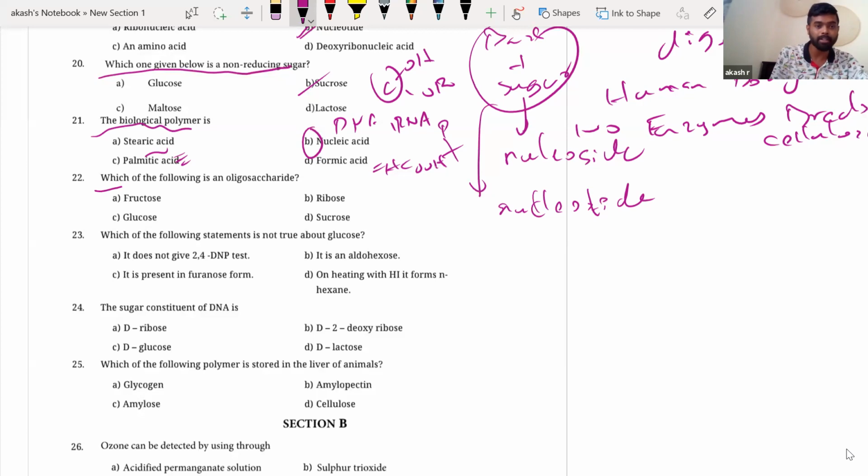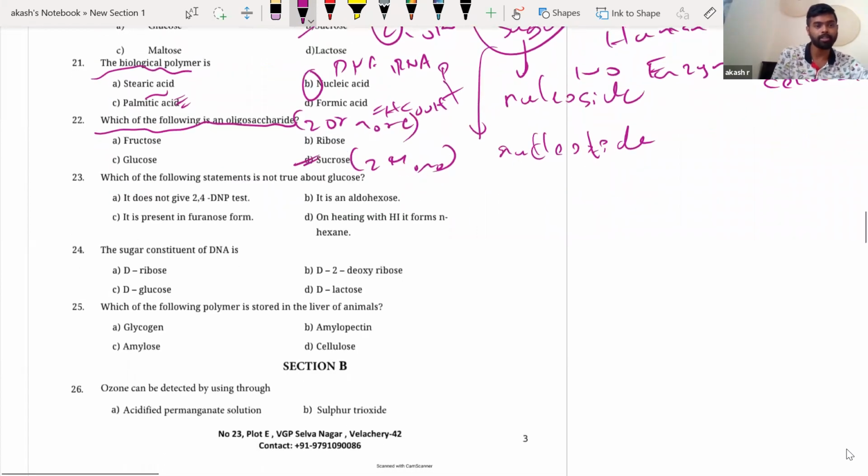Okay, next. Which of the following is an oligosaccharide? Sucrose. Oligosaccharide is basically two or more monosaccharides, right? In sucrose, I have two monosaccharides, that is glucose and fructose. So sucrose is the correct answer to this question.